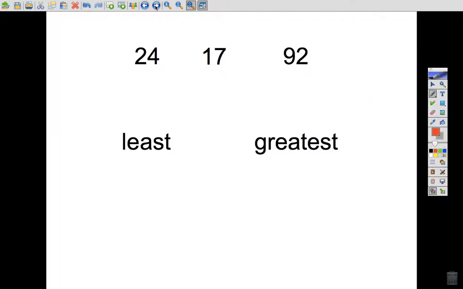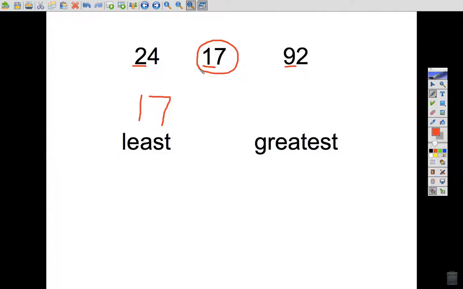So if I am ordering them from least to greatest, first I'm going to start at the tens place. I'm going to find the smallest amount of tens. If I look at these numbers, I see that the number 17 has the smallest amount of tens. It has 1 ten. So I know that 17 would be the smallest number. It would be the least.